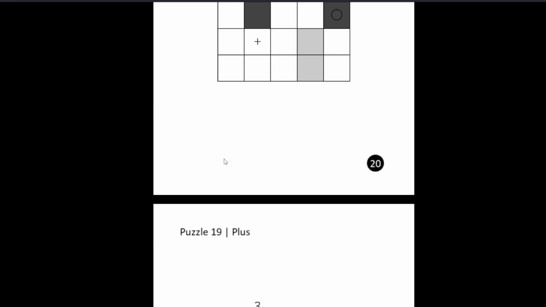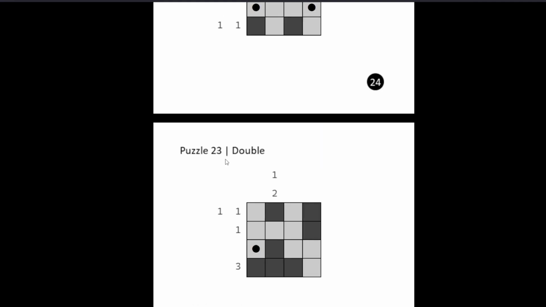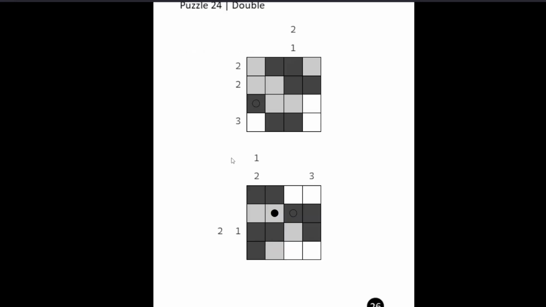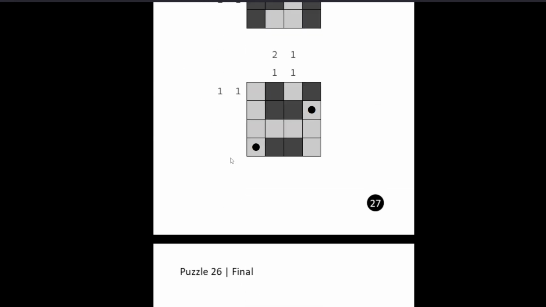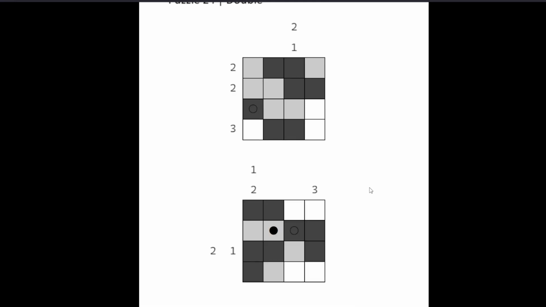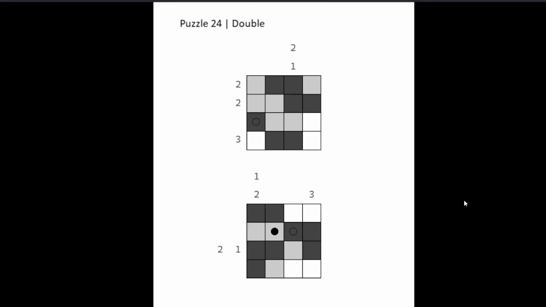Did I fill in the dot wrong? Is that what I did? Did I just, oh, am I just a moron? Puzzle 24. Is that what we're on, or is it 26? It's 24. No, okay, I did the dots right. Okay. So what's the problem? Sorry, I should zoom out a bit so you can see the puzzle number. Okay, so we can see the puzzle number.